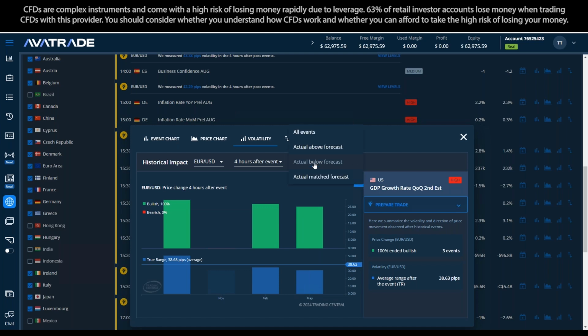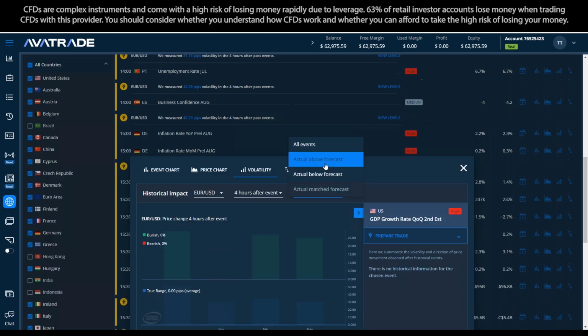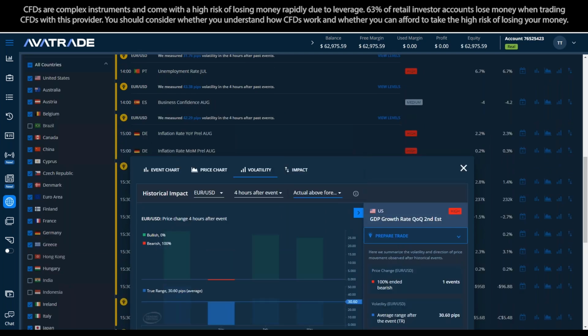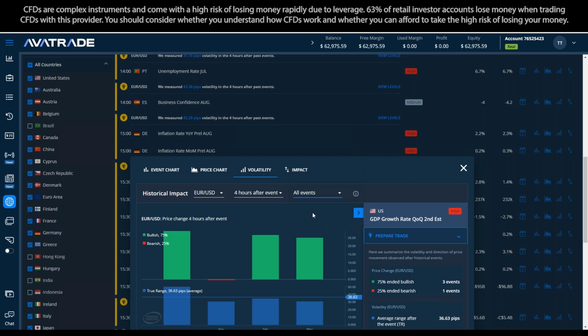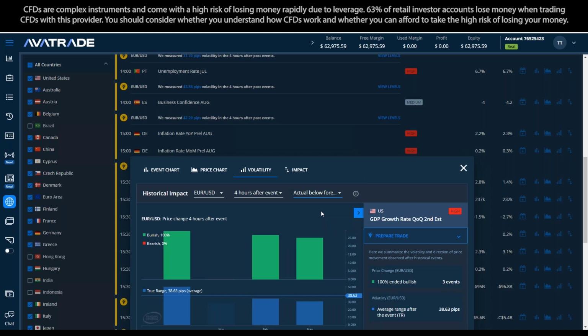I accidentally had it on matching forecast, none, above forecast once, and I accidentally had it on all events, which then shows that once it went down and 3 times it went up, but the time it went down is when it came in above forecast. The times it went up is when it was below forecast. Okay, so a pretty direct effect there with GDP numbers and the movement of the Euro USD.